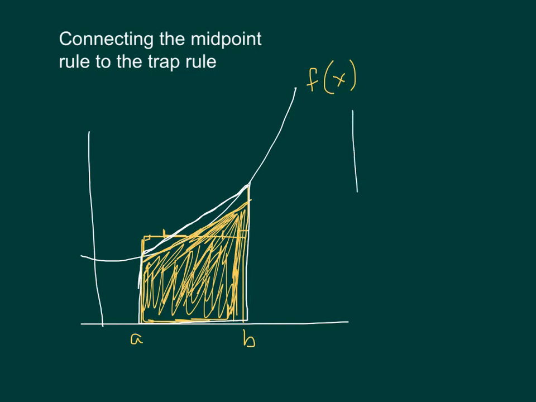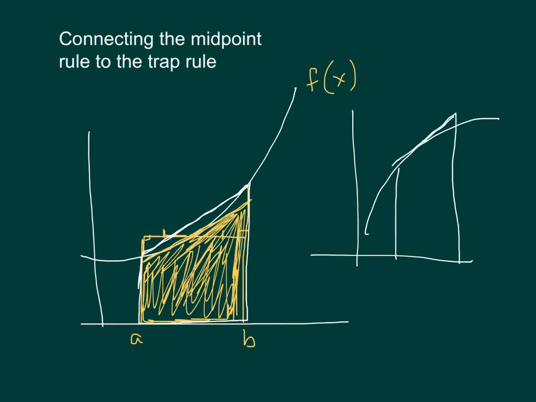So if our curve is, let's say, concave down, then in doing the midpoint rule, what I'm actually doing is creating that trapezoid, which is going to be an over approximation.